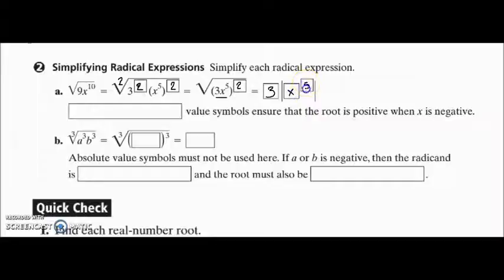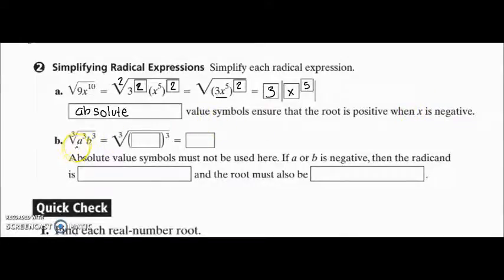to the 5th. And in this case, we put these absolute value symbols on either side of the x to the 5th because we only want the positive value of this because it's a square root. So absolute value symbols ensure that the root is positive when x is negative.